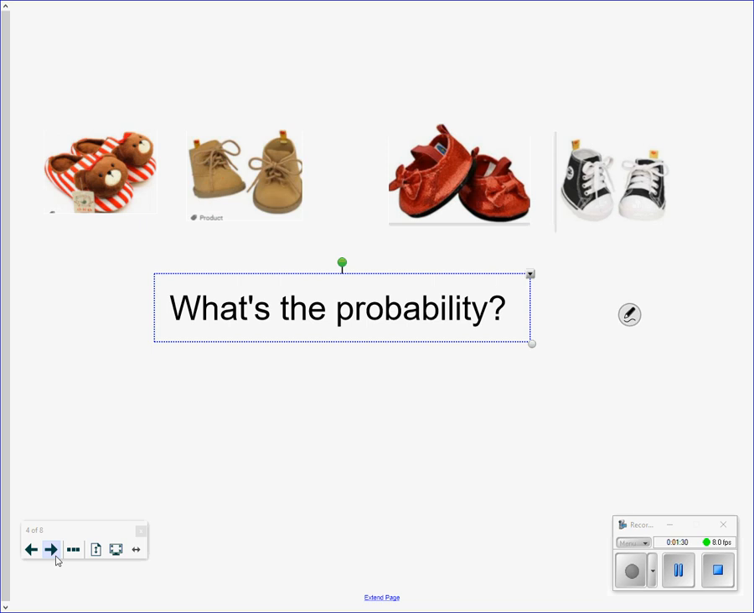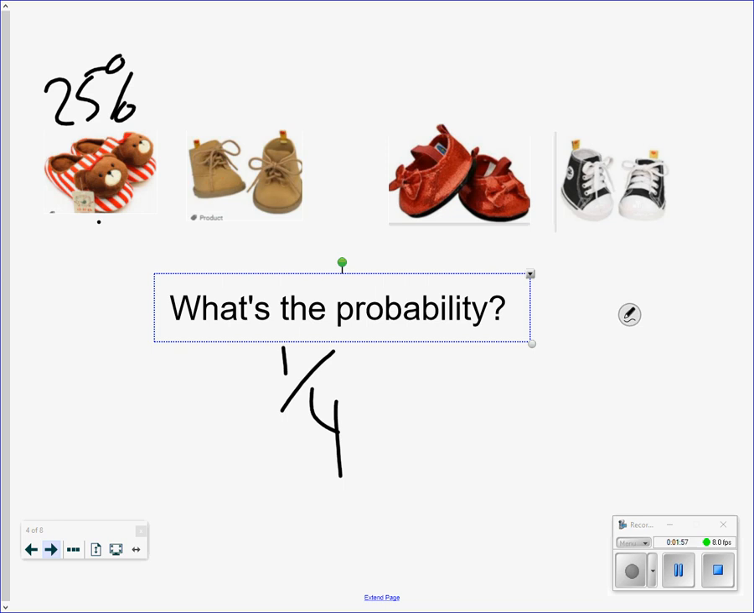We have four pairs of shoes. We have slippers, we have little brown boots, we have little red slippers with a bow on them, and we have little Converse. What is the probability of wearing just the slippers, the teddy bear slippers? There's four possible options, one of the four options is the slippers, so there's a 25% probability of wearing that.